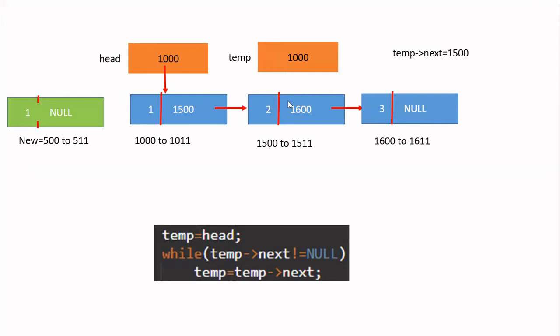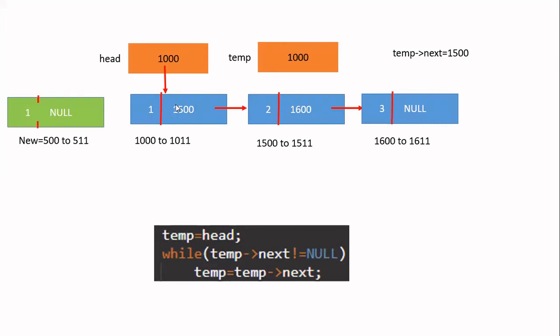Can anyone tell me after seeing the diagram alone? Don't tell me the code. I want temp to point to the node with number 2. Can anyone tell me what I have to change? 1500 should be stored here. If I store 1500 in temp, temp will be pointing to this node. Now where is this 1500 available? If you see here, it is here.